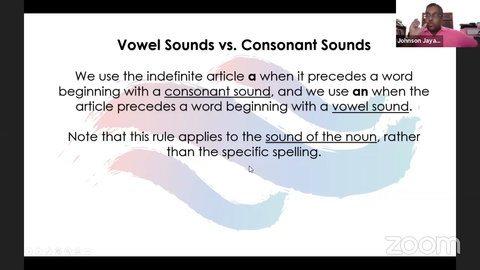Okay, so if a word begins with a vowel letter, you're not always going to be putting "an". Likewise, if a word is beginning with a consonant letter, like let's say H, you're not always going to be putting "a". It all depends on the sound. Okay, so let's look at some examples that will clarify this.